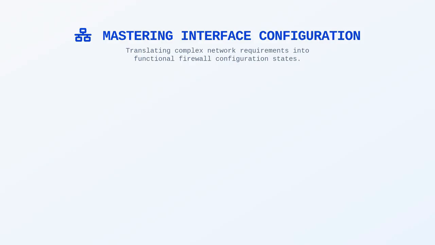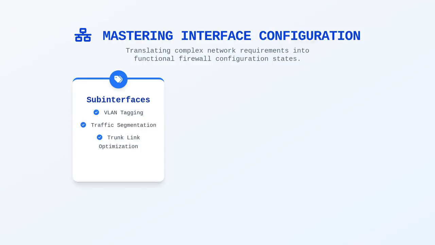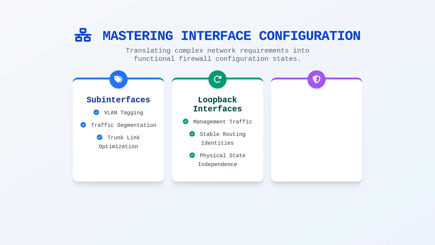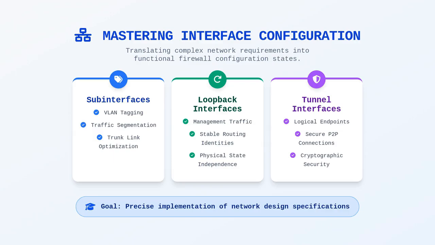In this chapter, we will master the art of configuring interfaces so that they behave exactly as specified by your network design. We will examine how to define sub-interfaces for VLAN tagging, which is often the first step in segmenting traffic on a trunk link. You will learn to configure loopback interfaces, which are essential for management traffic and stable routing identities that persist independently of physical cable states. We will also delve into tunnel interfaces, which serve as the logical endpoints for secure point-to-point cryptographic connections. By the end of this module, you will be able to translate complex network requirements into functional configuration states on your firewall.